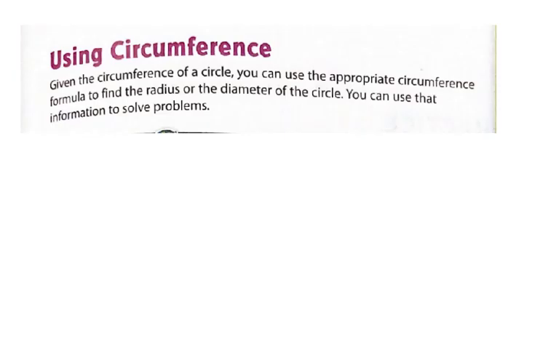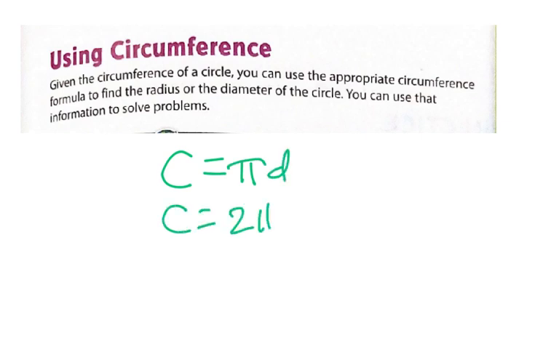Using circumference, given the circumference of a circle, you can use the appropriate circumference formula to find the radius or diameter of the circle. And you can use that information to solve problems. So what we mean by that is the circumference is equal to pi d, or the circumference is equal to 2 pi r. So in a problem, if they give you the value of the circumference, and then you're trying to solve for the radius or the diameter, you're just going to plug those values into your formula, and then you'll use algebra to isolate for d or r to find that value. Okay, so we're going to do a couple examples like that.